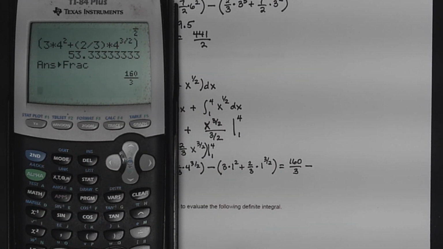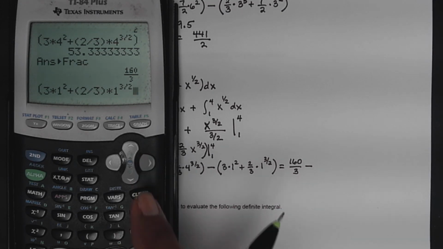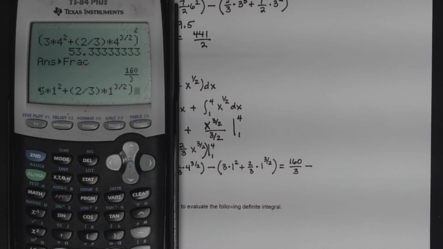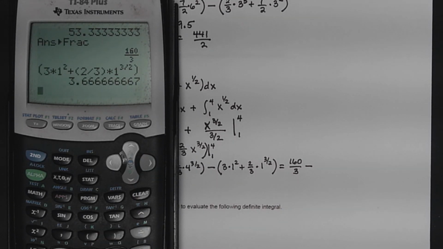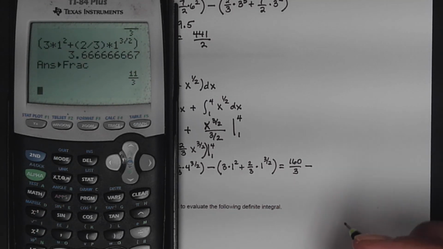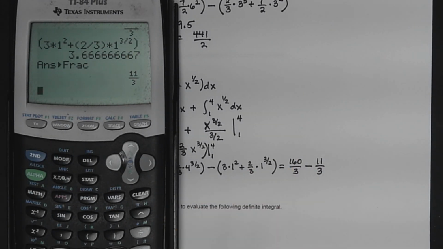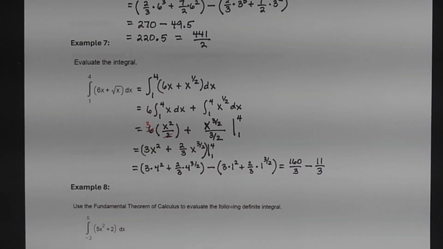Evaluate that. I'm going to say left parentheses, 3 times 1, and that's squared, plus, and then put 2/3 in parentheses, that's 2 divided by 3, times 1, and then the hat key, 3 divided by 2. Close parentheses. Okay, that's a decimal. Press the math key and then number 1 for fraction. This will be 11/3. So now I got 160/3 minus 11/3.